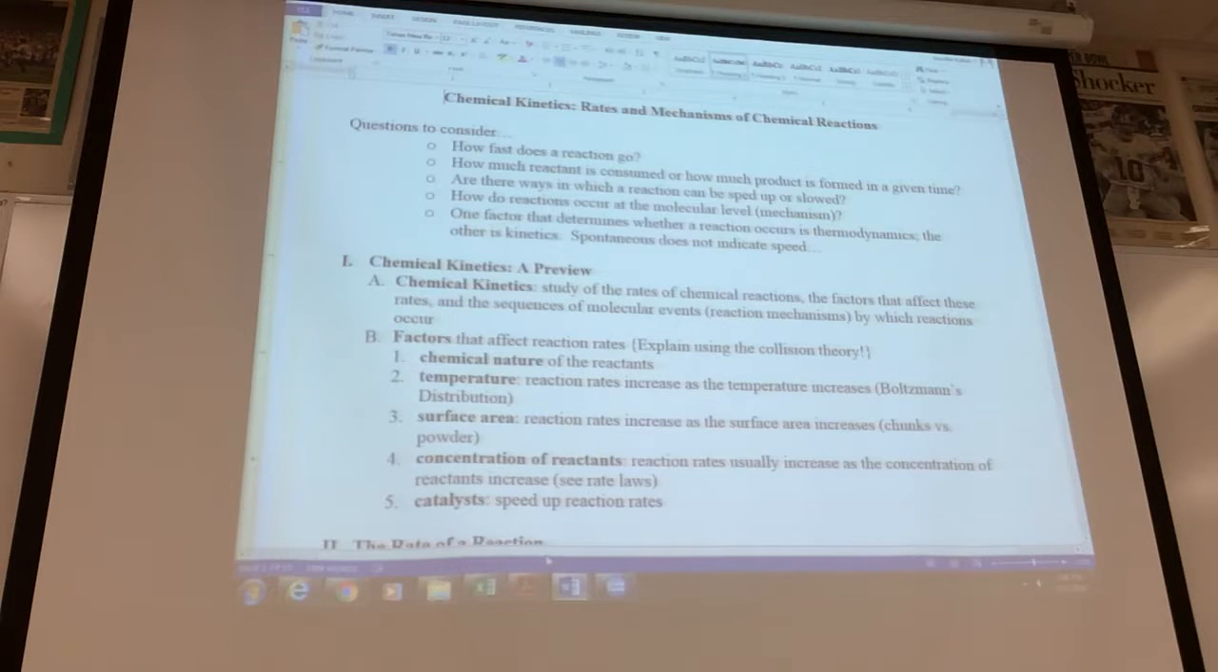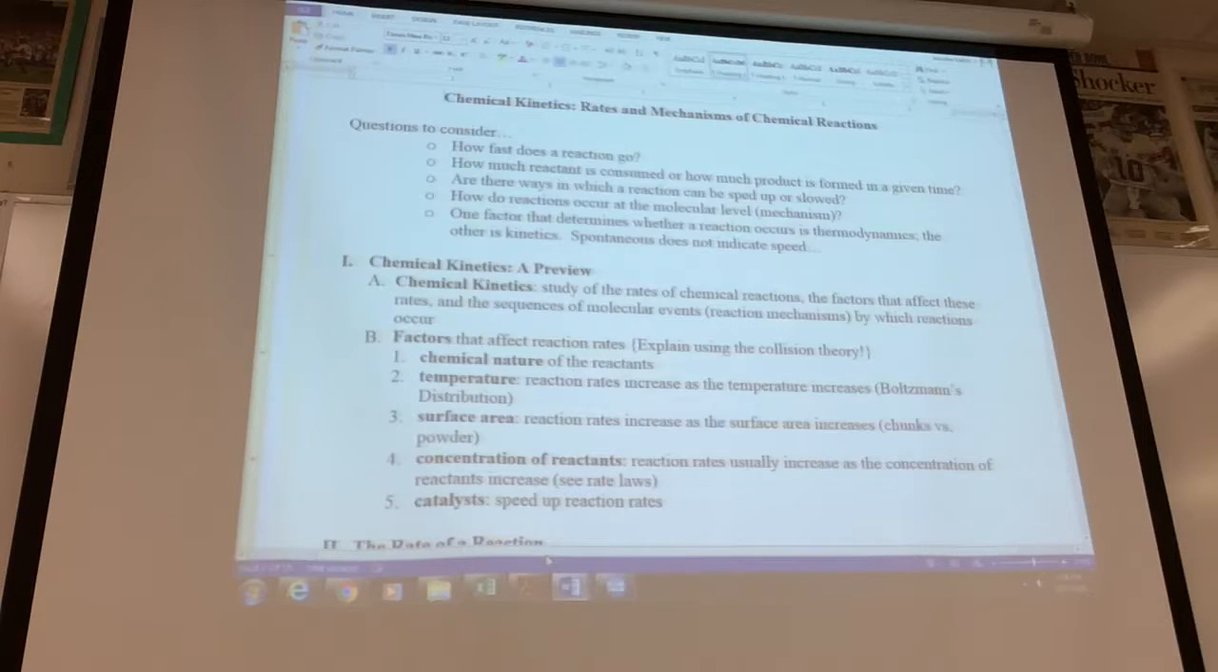We're going to talk about reaction rates today. Kinetics is the study of reaction rates and the factors that affect them. For example, surface area is one factor that affects reaction rate. That's why in your previous lab, I said don't ball up the magnesium, because less surface would be available to react with the hydrochloric acid. So surface area is one factor that affects reaction rate.